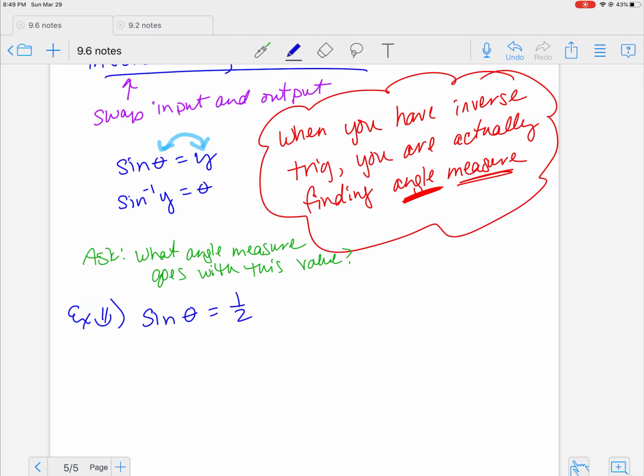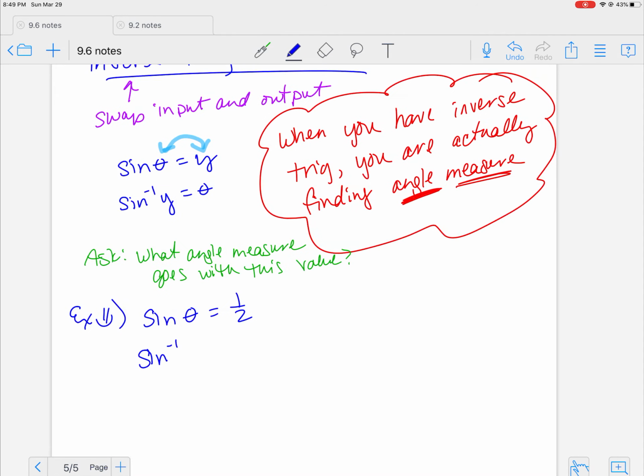For example, if I have the sine of theta is equal to 1/2, my question is, what angle goes with that? So I am finding the inverse trig of this 1/2. What angle measure is going to give me the value of 1/2? And if I have this, there are two ways you're looking at it. You can either say what is the acute angle measure, or all angle measures. That's what you're trying to find.